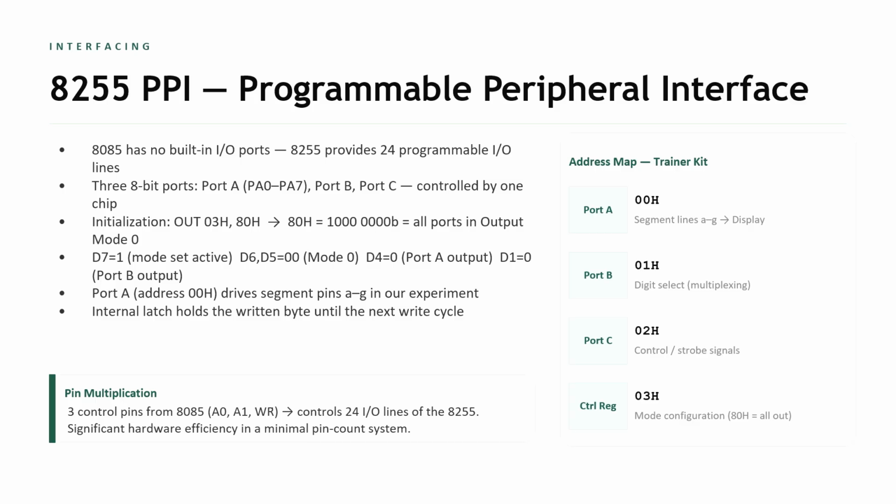The address map on our trainer kit is: port A at 00H drives the segment lines A through G to the display. Port B at 01H is used as the data serial line, PB0, in a shift register interface. Port C at 02H carries the clock signal, PC0. The control word register is at 03H. The efficiency here is remarkable. Just three control pins from the 8085, A0, A1, and WR bar, control all 24 input-output lines of the 8255. This is called pin multiplication and is a fundamental technique in hardware design.